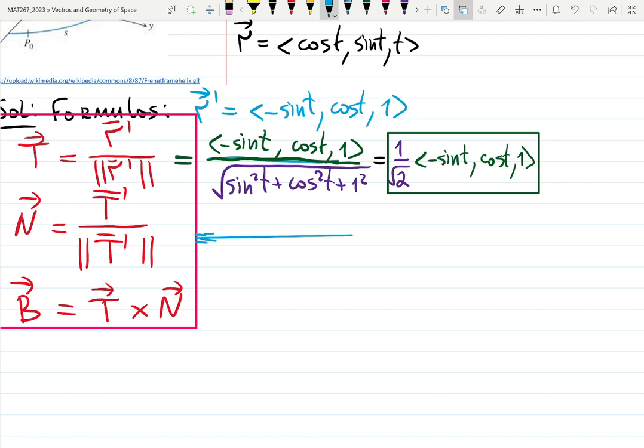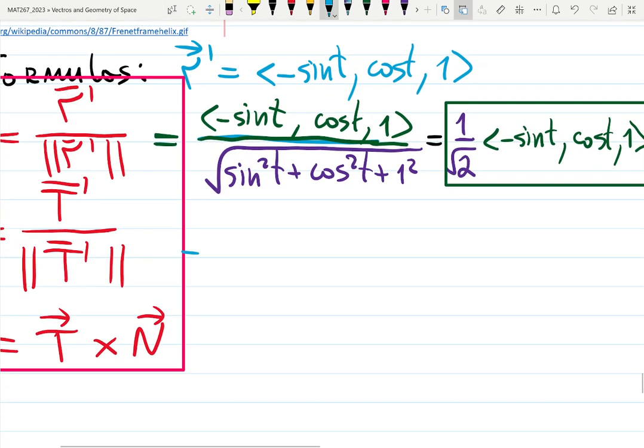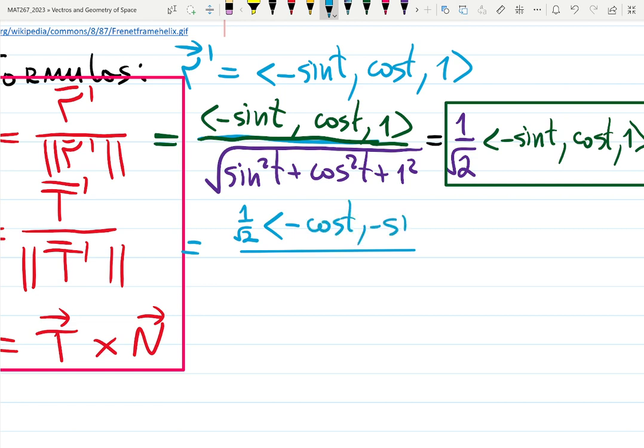Derivative of T now is 1 over square root of 2 times the vector: minus sine gives you minus cosine, cosine gives you minus sine, 1 gives you 0. Like so. That's T prime. Do you agree about T prime or not? I just differentiated. Remember the constant, if it's multiplied, it stays. The derivative of A times cosine is A times minus sine.